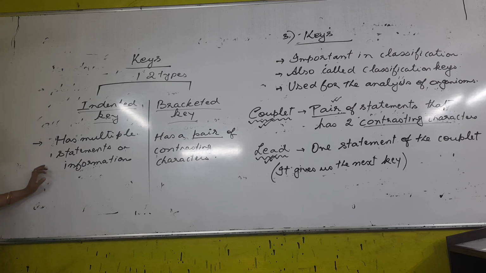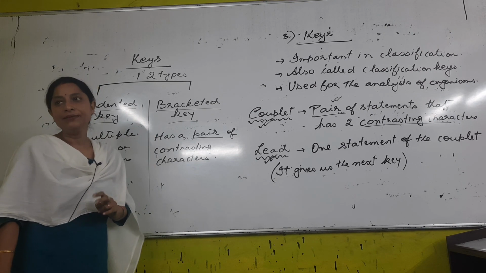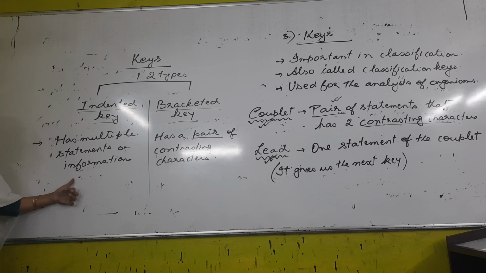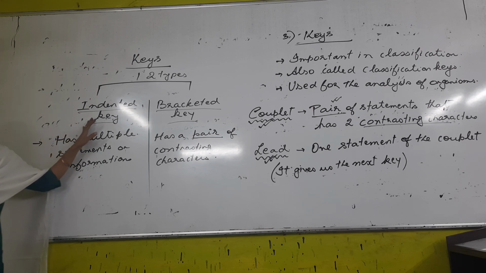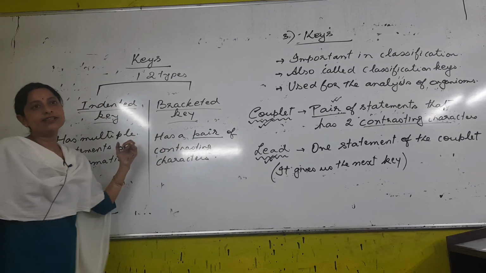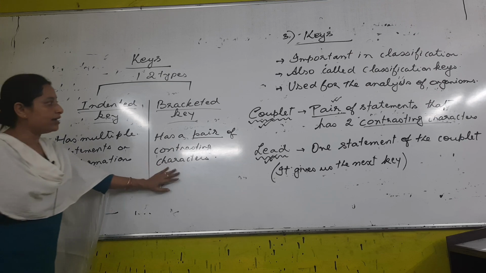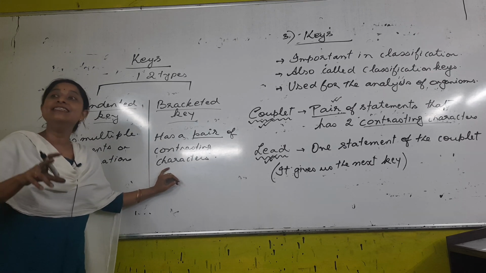So what is a key? It is nothing but a collection of information in the form of many statements or in the form of two contrasting statements, right? So if the key contains a lot of statements together and you have to choose between them, it is called an indented key. And if the key has just a pair of statements, then that is called a bracketed key. As far as these two keys are concerned, from a taxonomic point of view, which key would be easier and more useful for taxonomic studies? Obviously the bracketed key, right? So a bracketed key always makes taxonomic studies easier, right?